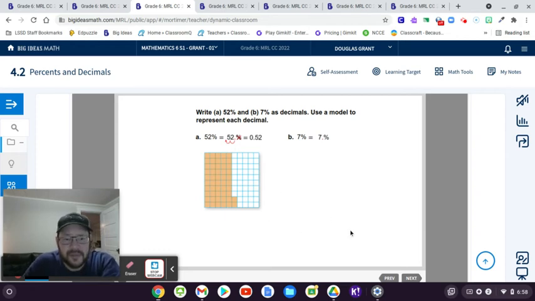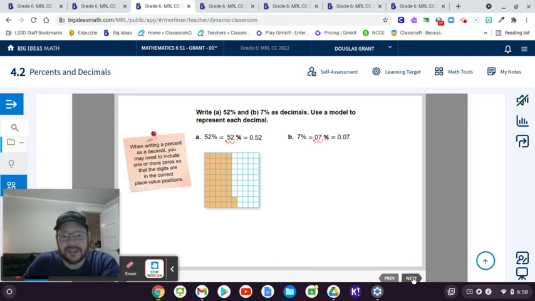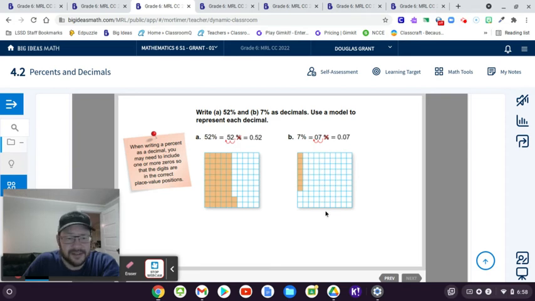Okay, 7%, you move the decimal over 2 places. Don't forget 2 places, which means you have to add a 0 in there. So it's 0.07. So sometimes, again, you might want to take notes on this. You might have to add a 0 to write single digits as decimals. So you would fill in 7 out of 100, and there is 7% modeled with a decimal and with a picture. Yay.